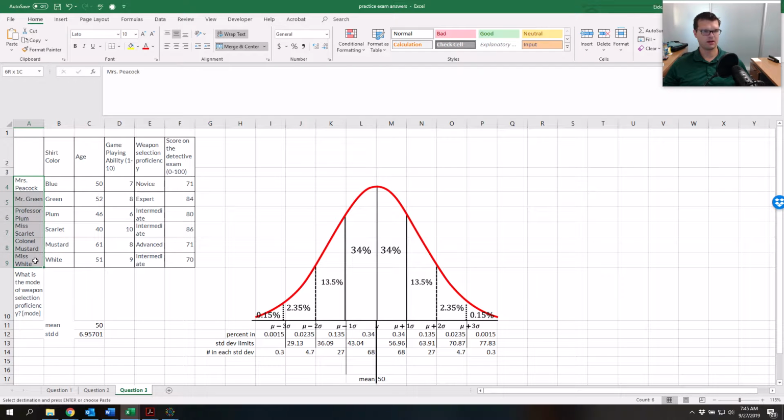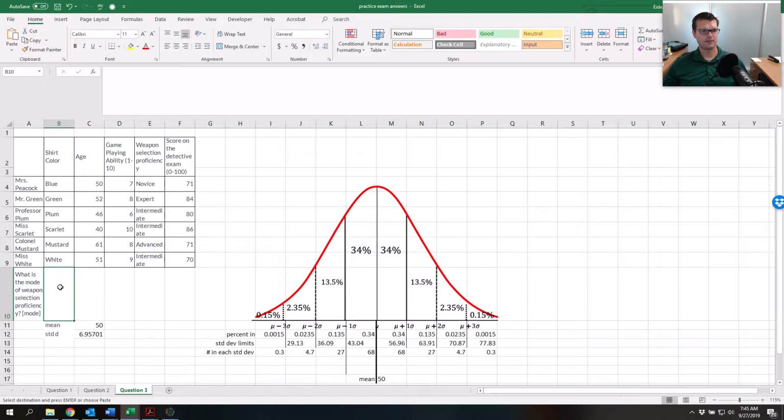Green, Professor Plum, Miss Scarlet, Colonel Mustard, and I did change the ages a little bit, and the reason why is because with such a small sample, the standard deviation of the really small sample was really big, and it made it so that the data was completely not usable.